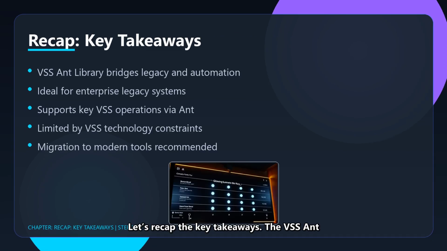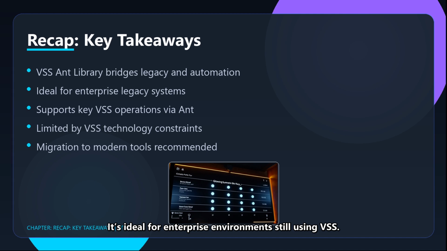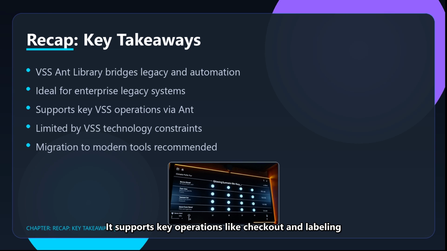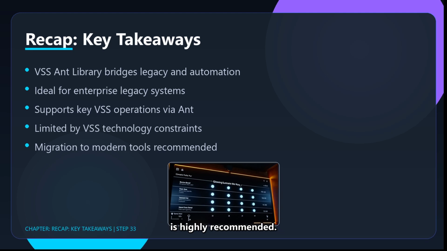Let's recap the key takeaways. The VSS Ant library bridges legacy VSS systems with modern automation. It's ideal for enterprise environments still using VSS. It supports key operations like checkout and labeling via Ant. However, it's limited by VSS technology constraints. For long-term success, migration to modern tools is highly recommended.